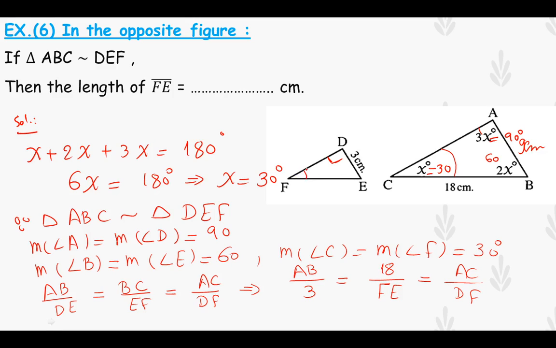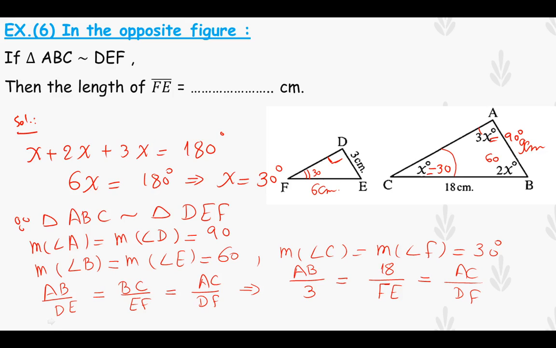And in the same way, if measure of angle F equals 30 degrees, the side opposite to the angle of measure 30 equals half the length of the hypotenuse. So since DE equals 3 centimeters, FE will equal 6 centimeters. Okay, this is the solution of this problem.